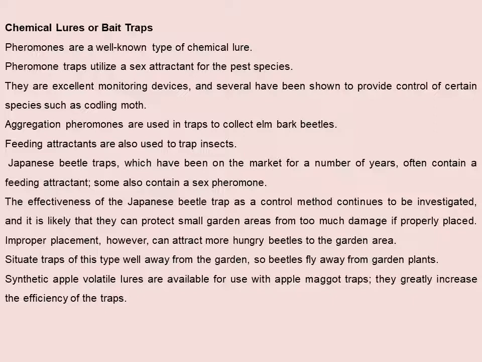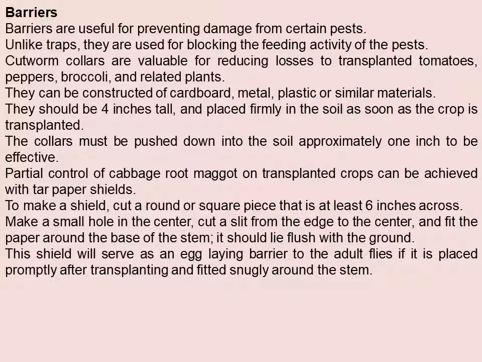Synthetic apple volatile lures are available for use with apple maggot traps. They greatly increase the efficiency of the traps. So the chemicals can be used, and as I earlier discussed, we can term them as pheromone traps, but these are chemical lures or bait traps where the feeding attractants are used in traps to attract the insects. The barriers.